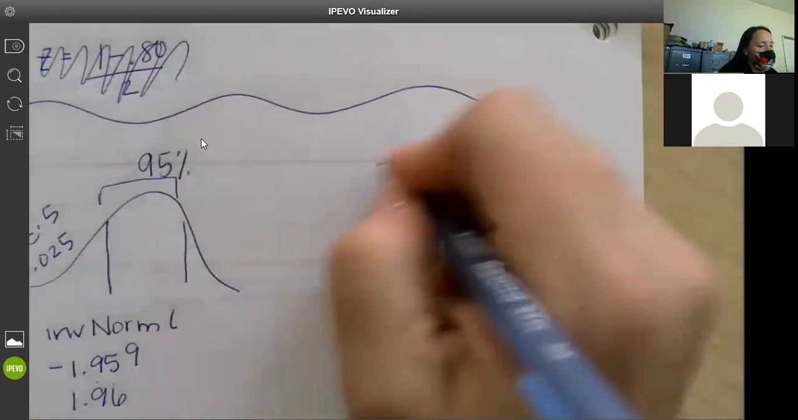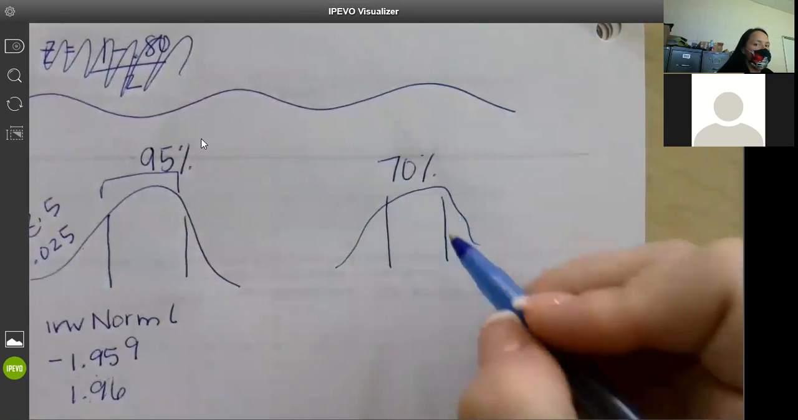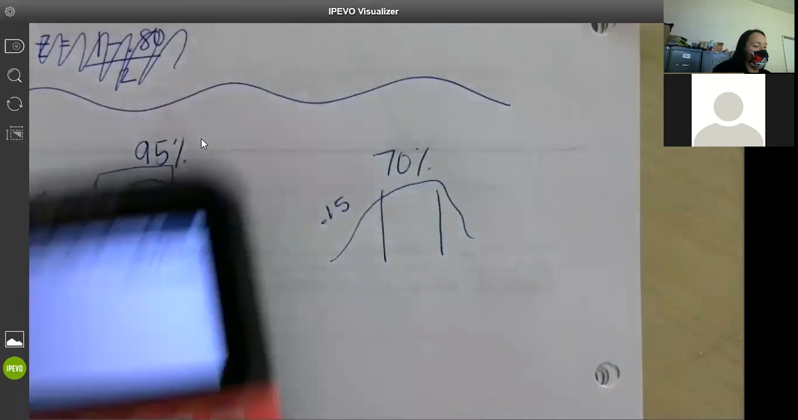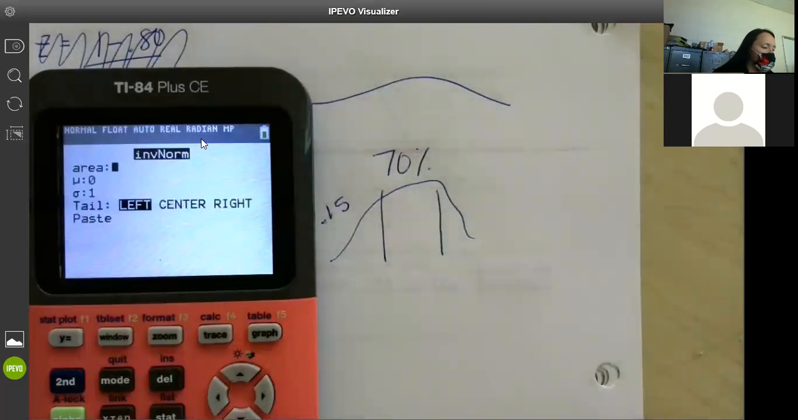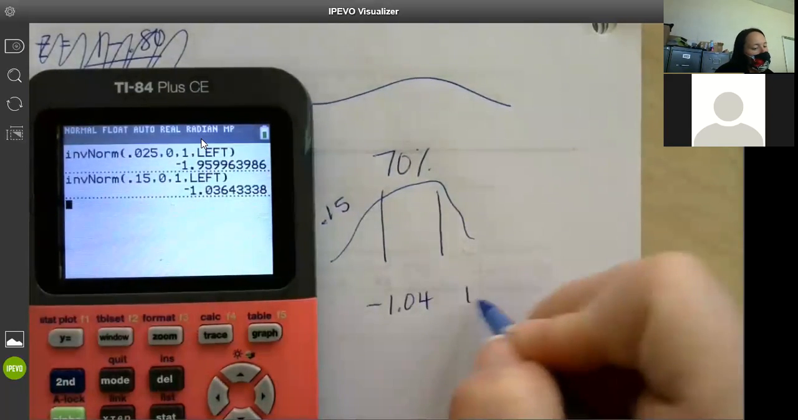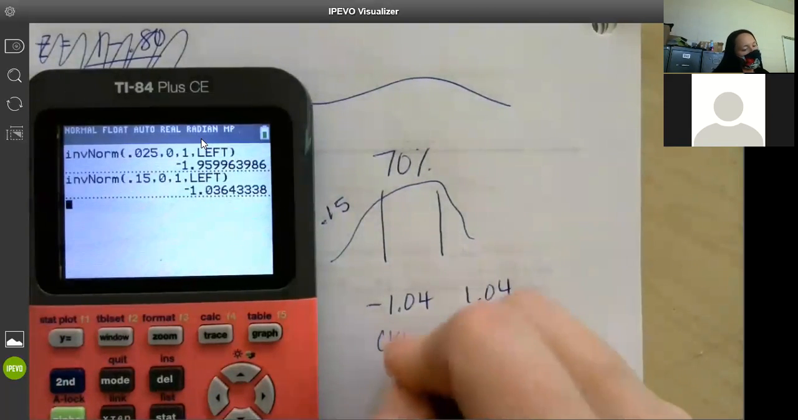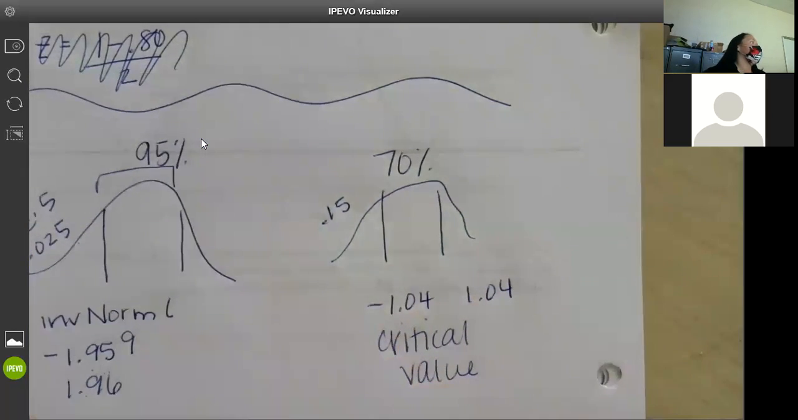So what if I said 70%? What would the other side be? 15%. So 0.15 would be your area. Stop doing that. 0 and 1 on the left, and we get -1.04 or 1.04. And again, these are critical values. So now when it asks you to find the critical value for a C level of 80, you can find it.